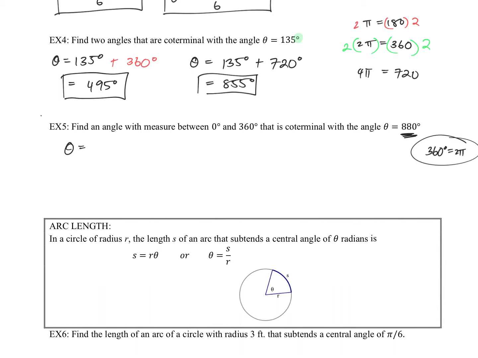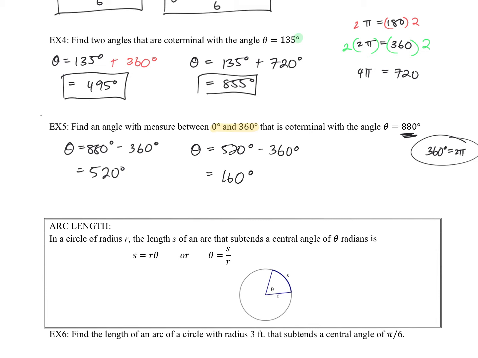So we'll start with theta equals 880 degrees, and we'll subtract 360 from that. And what do we get? Well, we have 520 degrees. 520 is still not between 0 and 360. So we need to take away another 2 pi. So let's go ahead and subtract away another 360. We'll end up with 160.